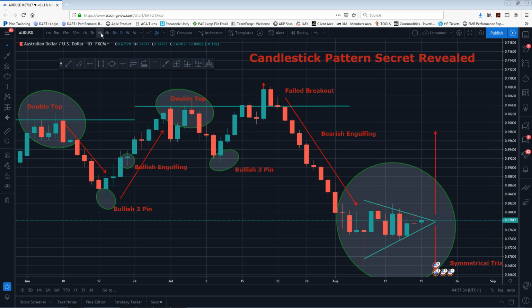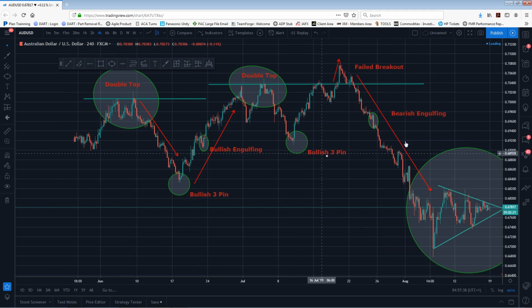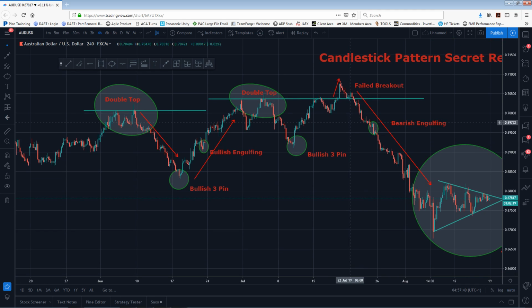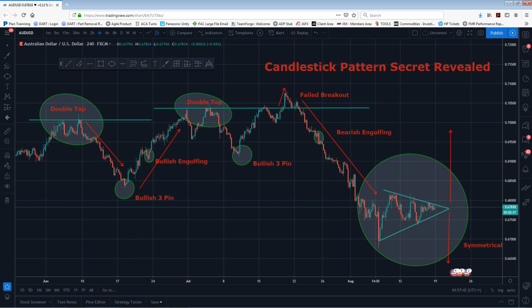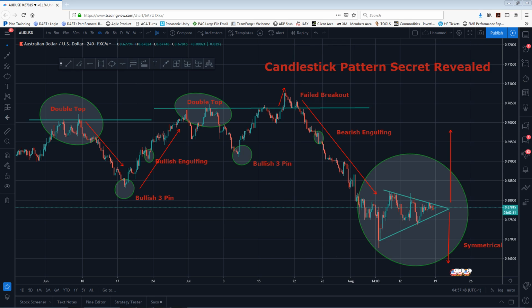So I'm going to go back to the 4-hour time frame. I'm just going to hit reset chart. Now that I'm on the 4-hour time frame, the same concept applies, but instead of each candle being a daily candle, every candle represents 4 hours. So we'll look at this. Let me get the arrow.